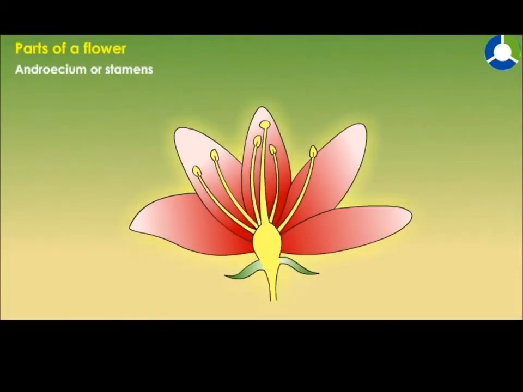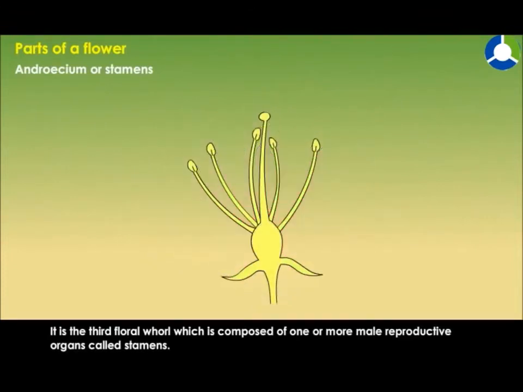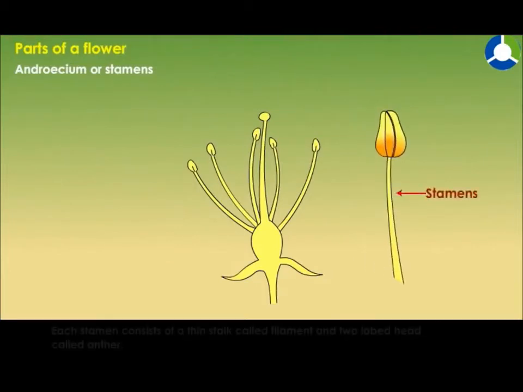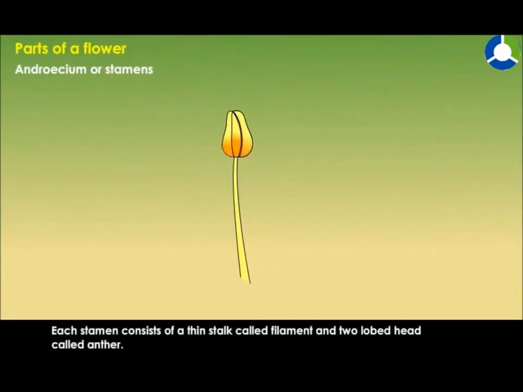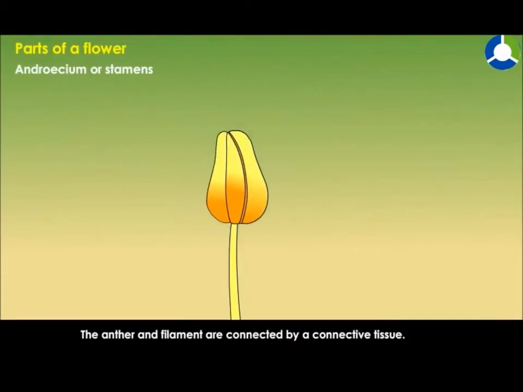Androecium or stamens. It is the third floral whorl which is composed of one or more male reproductive organs called stamens. Each stamen consists of a thin stalk called filament and two lobed head called anther. The anther and filament are connected by a connective tissue.